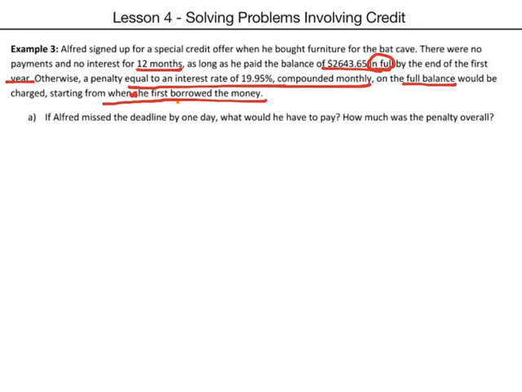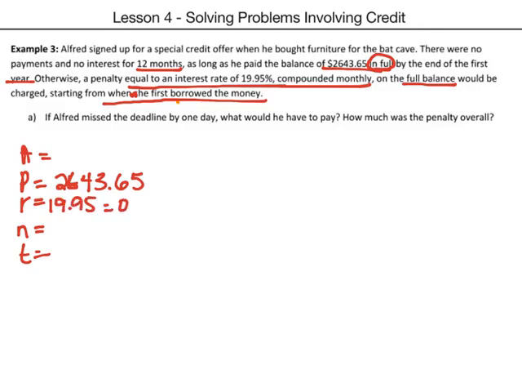So because he's paying it in full, this is compound interest. And our principal is $2,643.65. The rate is 19.95%, which is 0.1995. The compounds per year is monthly, so 12. And the term is he's paying it for 1 full year, but because he goes 1 extra day, we have to charge another full month, so 13 out of 12.